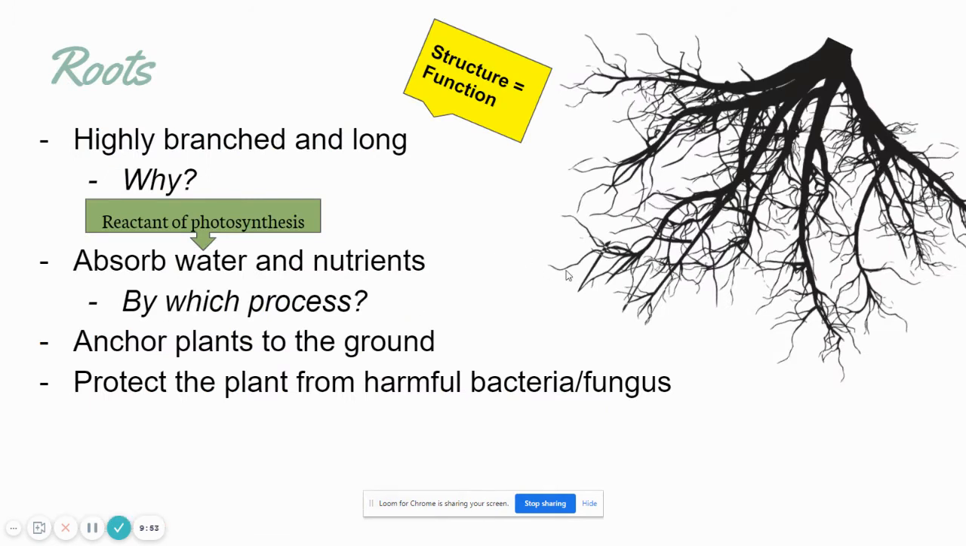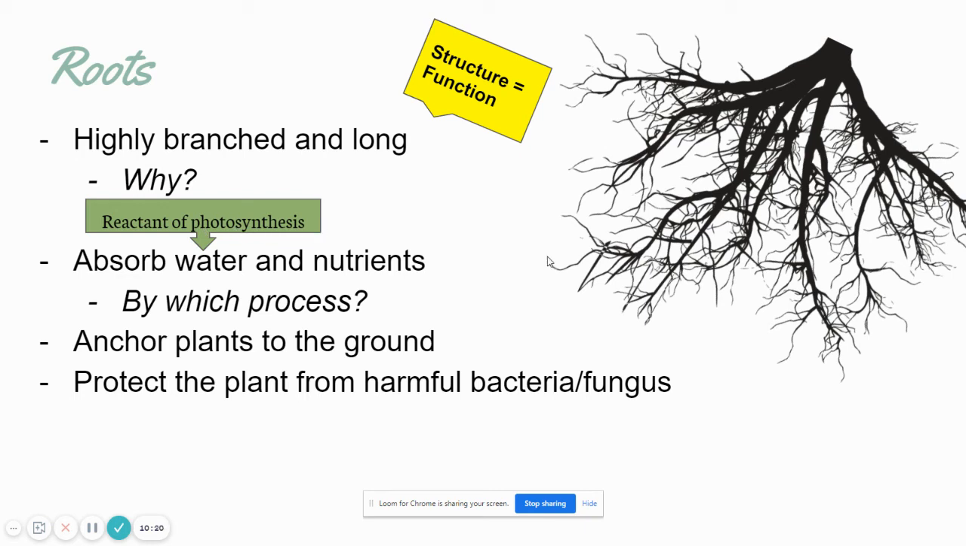Okay, so moving on from the leaves, we're going to now talk about the roots. And again, we want to talk about how structure is related to function. Most plant roots have a branched structure, and they're highly branched in order to increase surface area to absorb more water. The more branches you have, the more surface area you have, which means the plant can absorb more water, and this is going to be used as a reactant of photosynthesis.